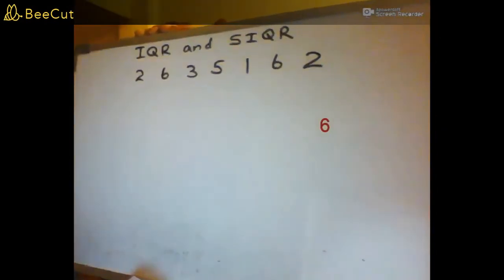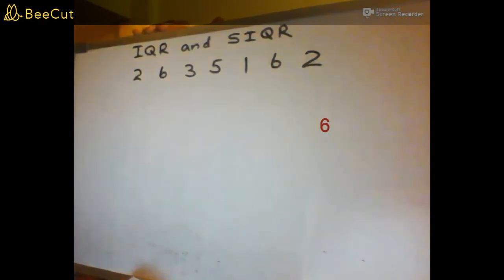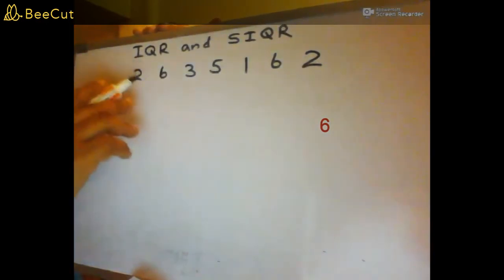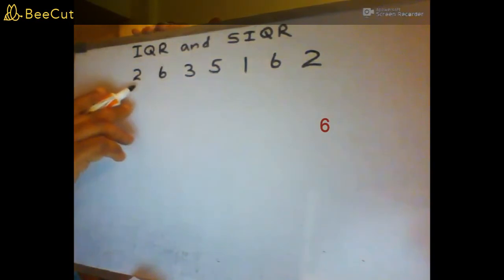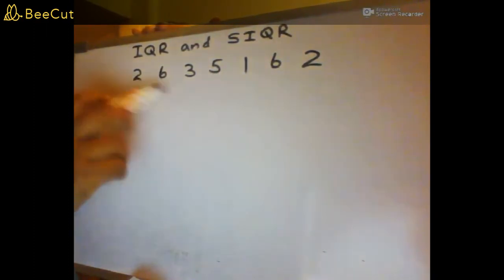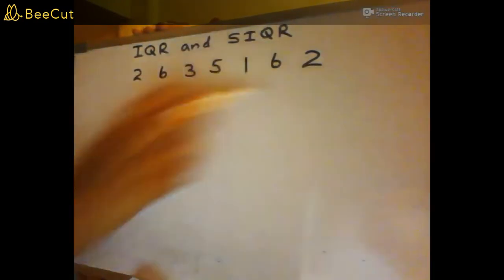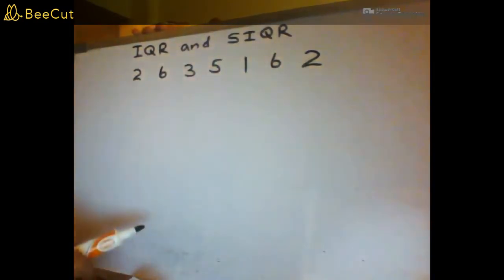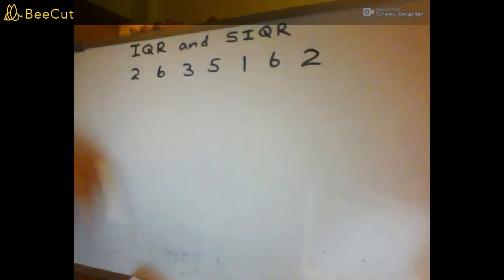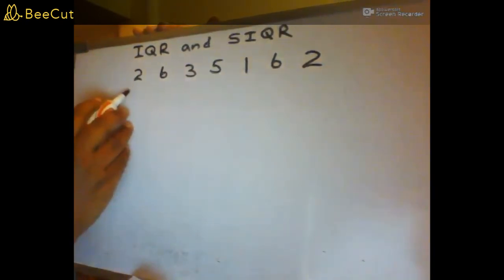Next one, IQR and SIQR. IQR means interquartile range. SIQR, semi-interquartile range. Now we are going to calculate IQR and SIQR for individual data and discrete data. Since we are using the same formula for these two, I am taking one discrete series to show you how to do it. The same method is applied for individual data.